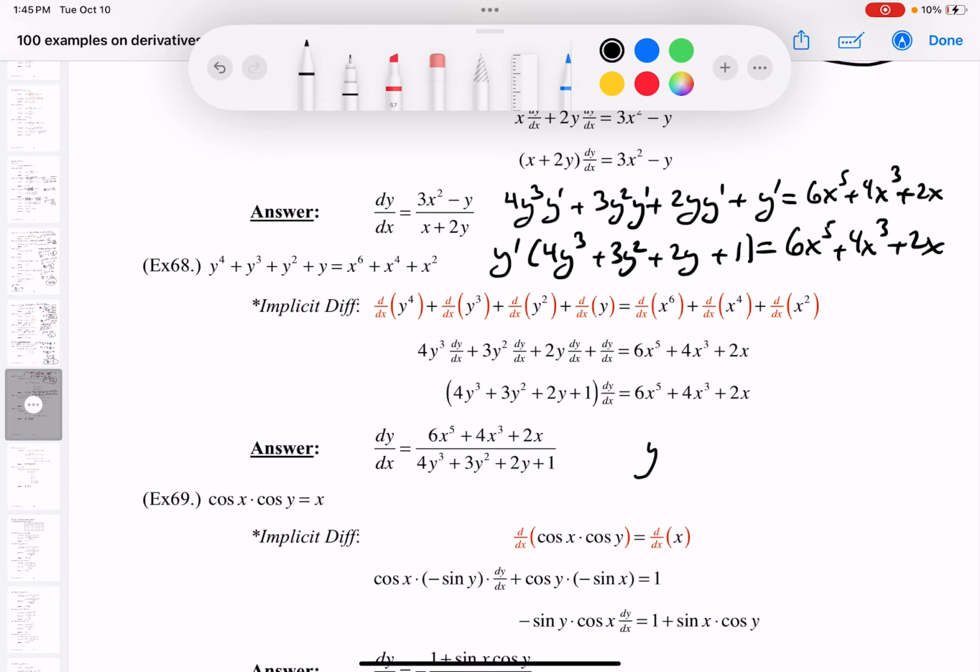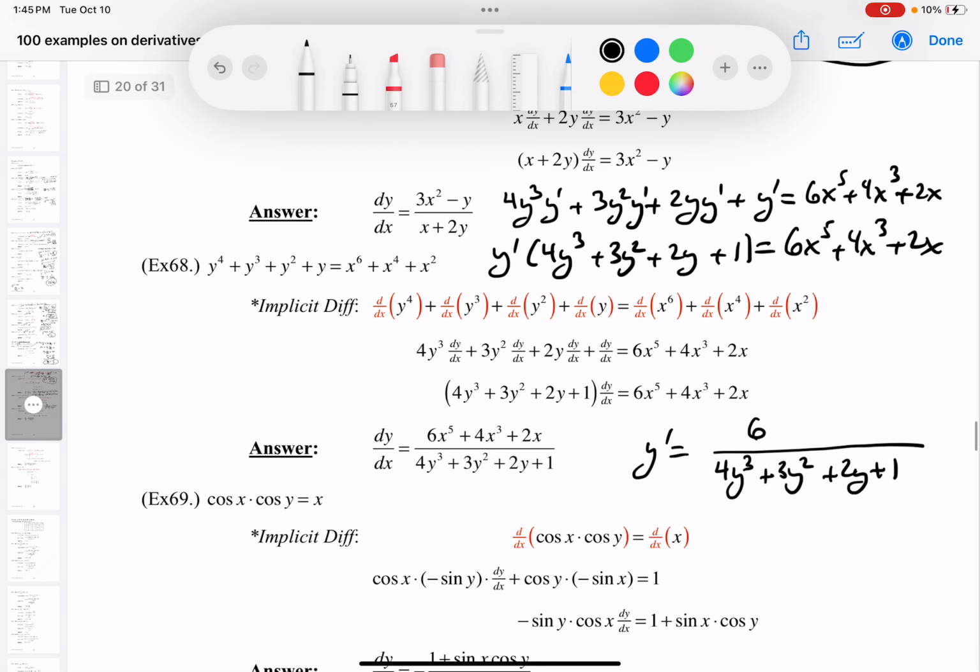I want to solve for y prime now, and I'll do that by dividing both sides by y prime's coefficient, which is 4y cubed plus 3y squared plus 2y plus 1. And the right-hand side is 6x^5 plus 4x cubed plus 2x. Get the red pen out, see how we did. dy/dx is the same thing as y prime, at least in this case.